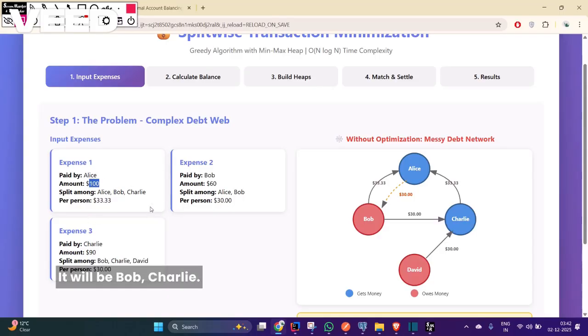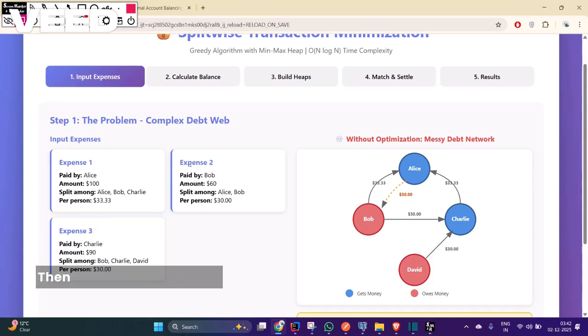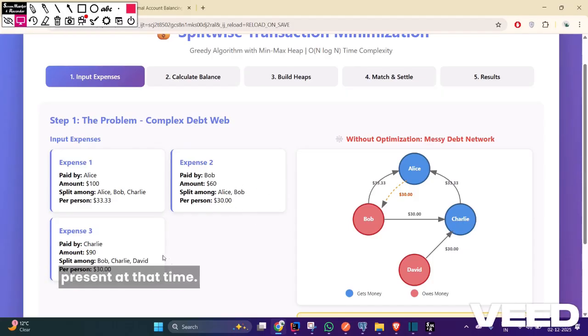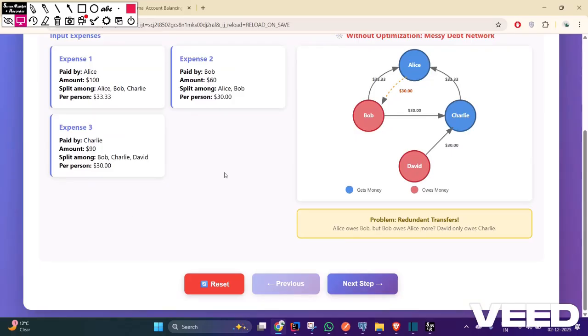It will be Bob, Charlie. Let's say somehow David was not present at that time. His split was not meant to be counted. Then Bob made a payment. It will be split among all those friends who were present at that time. And Charlie made a payment. It will be split. So the main question that arises is who pays whom in the end, right?